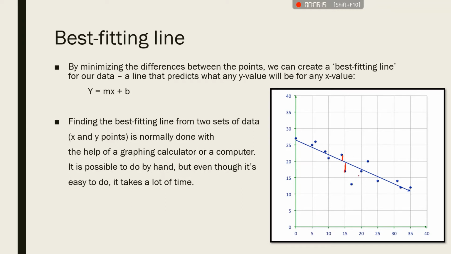So if I was going to draw in red the distance from every point to the line, if I was going to add up those distances, I would want it to be as small as possible in order to have the best possible best fitting line.